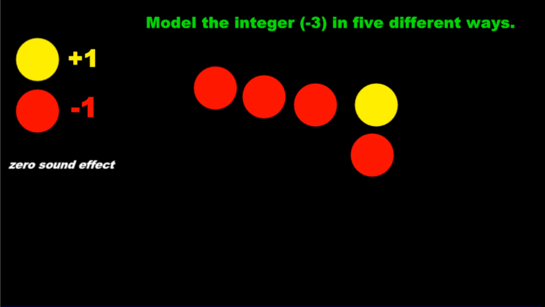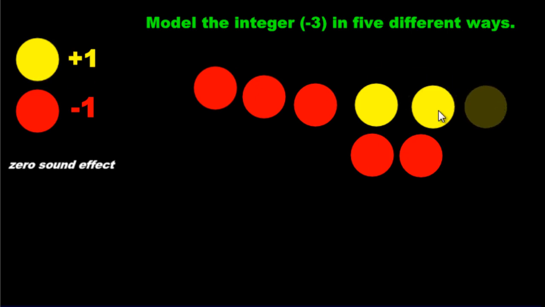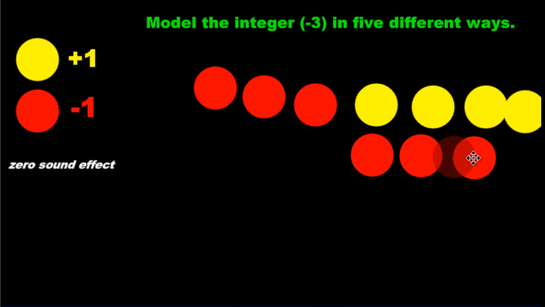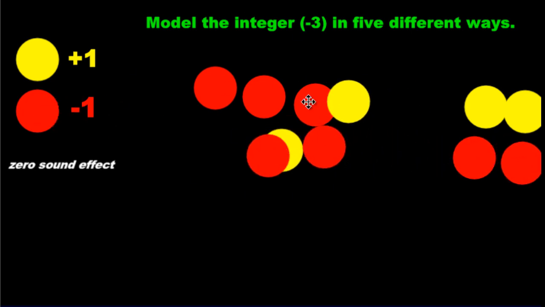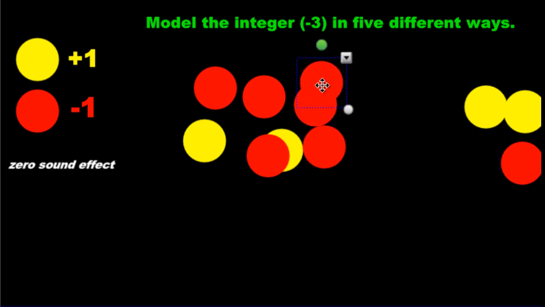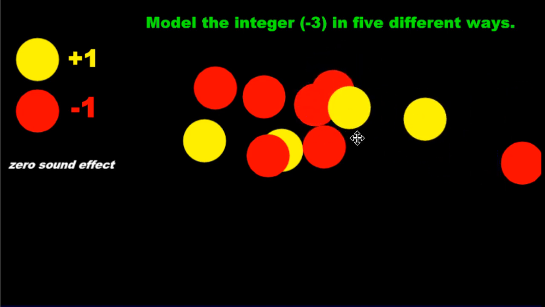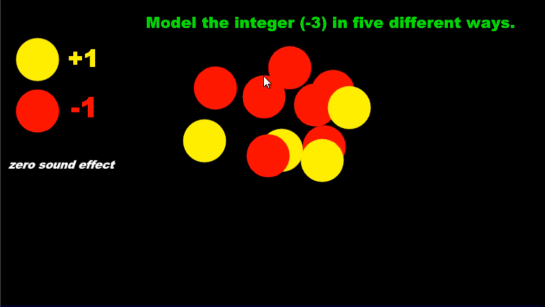Here's the second way of doing it. Here is the third way. It's still -3 altogether. Here's the fourth way. And here's the fifth way. Any of those ways are going to represent -3. And even if you scramble it up and put some on top of each other like this, and maybe a yellow one, it doesn't matter. We've got -3 in any scenario.